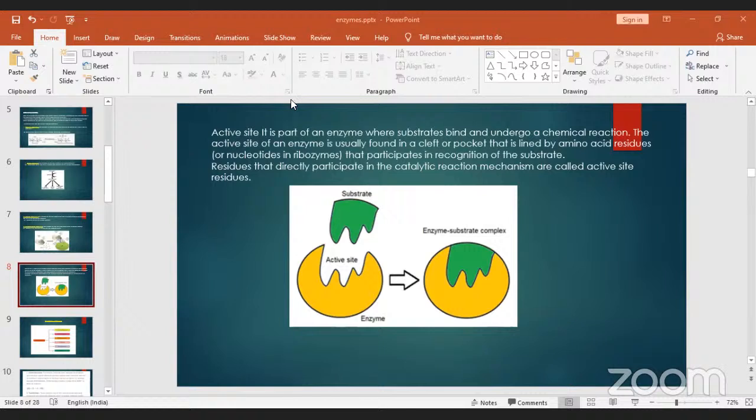Now the next one. See in this image, this is the enzyme. This portion is called the active site, and this is the substrate. The substrate acts on the active site of the enzyme. Now, the formation of the enzyme substrate complex. What is the enzyme substrate complex? Let us see.